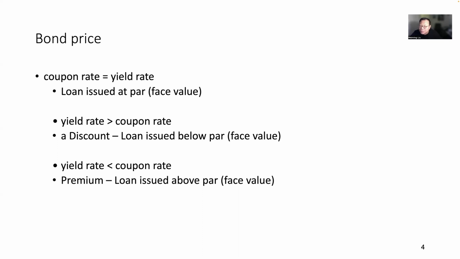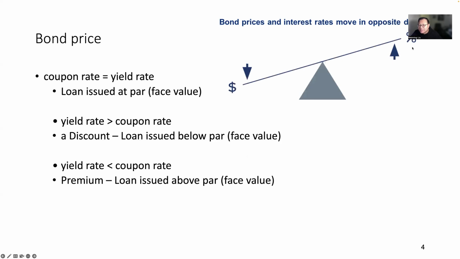So this is very interesting. Basically, it's kind of like a seesaw, right? Seesaw situation. If the market rate is going up, okay, the bond price will be going down.